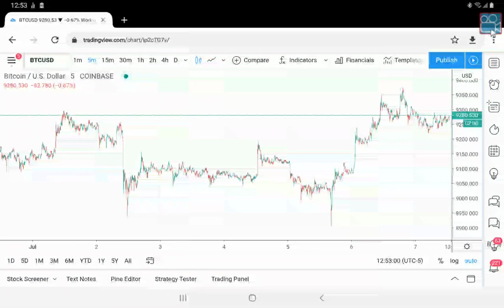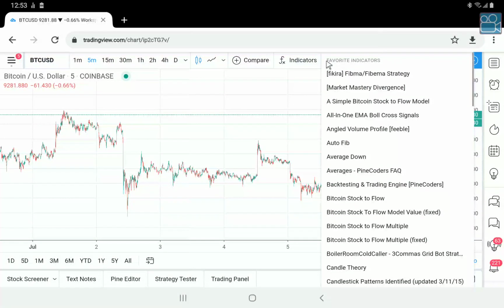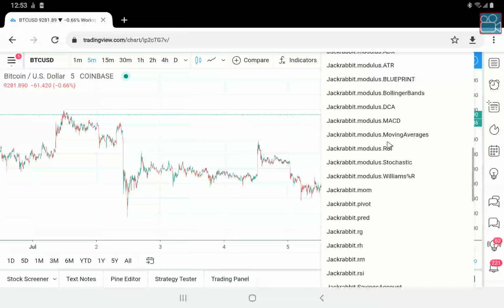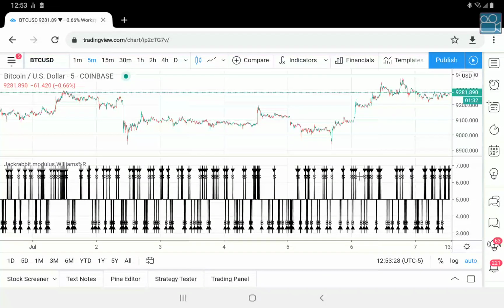Hello, today I'm going to talk about the latest module within the Jackrabbit modulus framework, Williams percent R or Williams percent range. This algorithm or indicator is one of my favorites, and it can be quite difficult to tune properly. But once tuned, it does an incredibly good job.